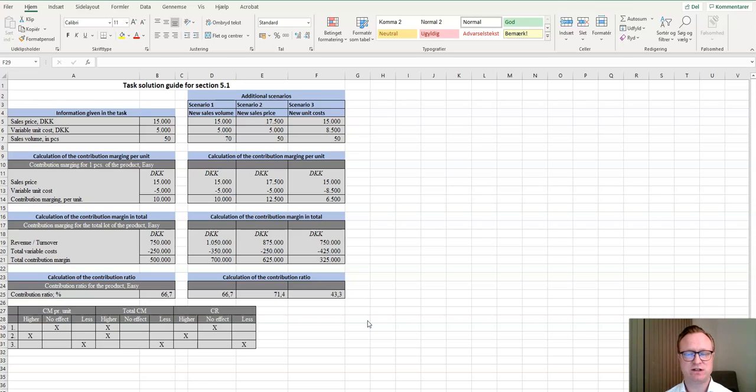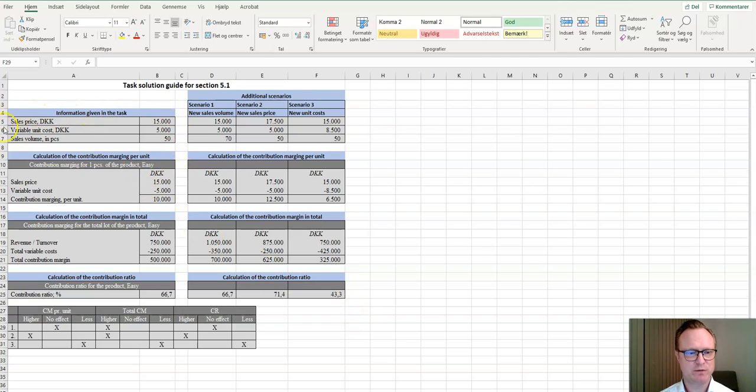This relates to the task in section 5.1, and it's the task 5.1 to 5.4. In these tasks, we need to calculate the contribution margin per unit, the total contribution margin, and the contribution ratio for the product. We're also given some different scenarios which we might need to calculate or just need to explain what happens if the scenario changes. So let's have a look at it.